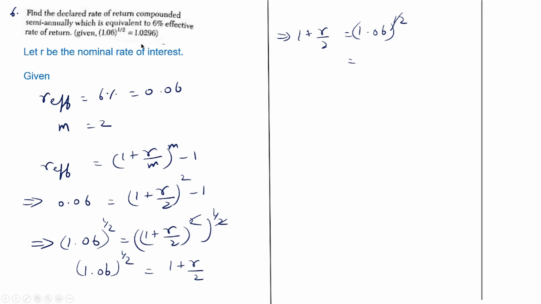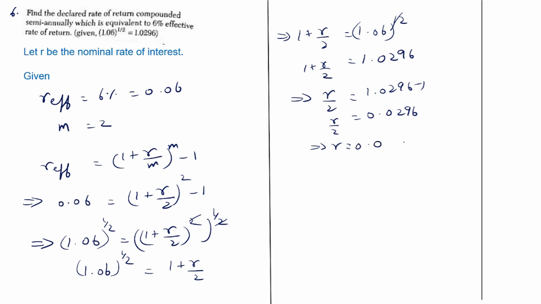1.06 the whole raised to half is given as 1.0296. From this we get R by 2 is equal to 1.0296 minus 1, it is 0.0296. So R is equal to 2 times 0.0296, or it is 0.0592. Therefore, R is equal to 5.92%. So this is the declared rate of return or nominal rate of interest.